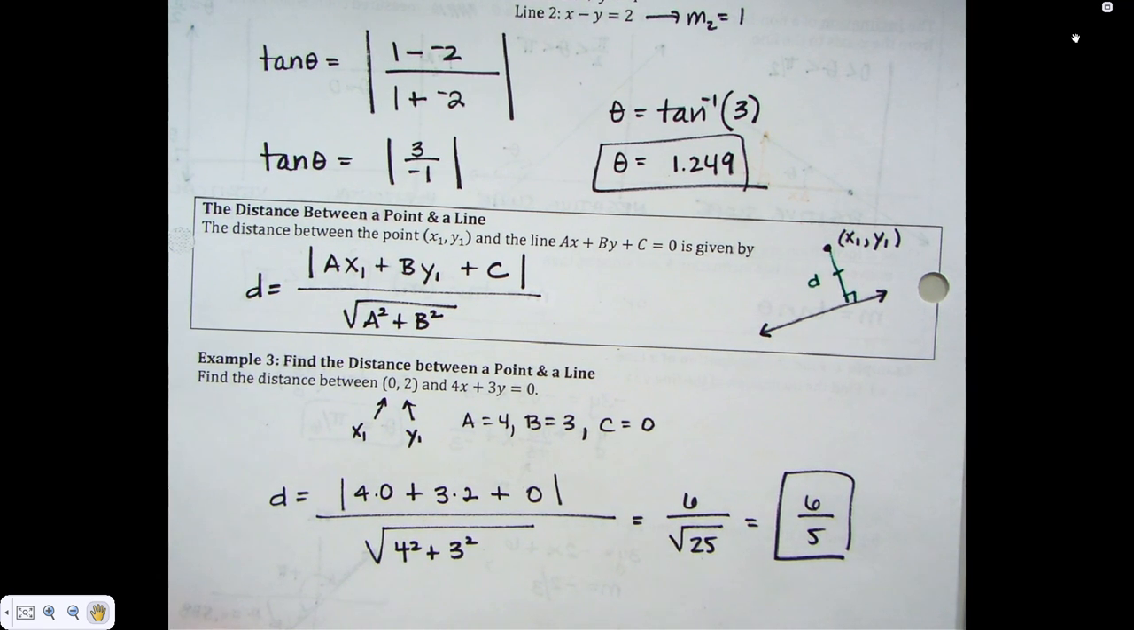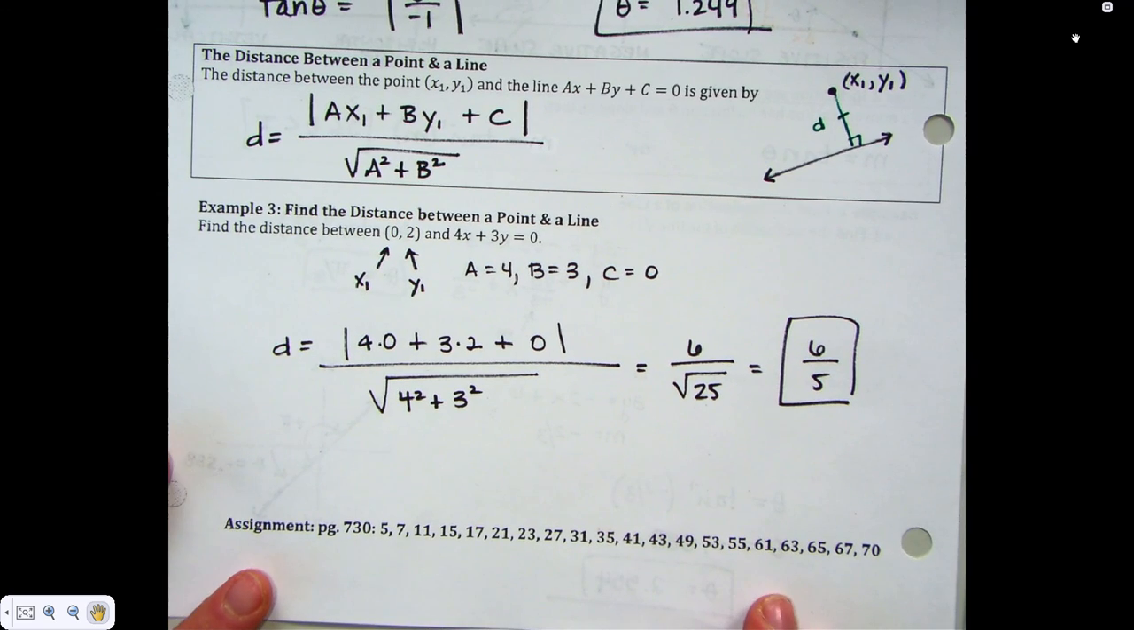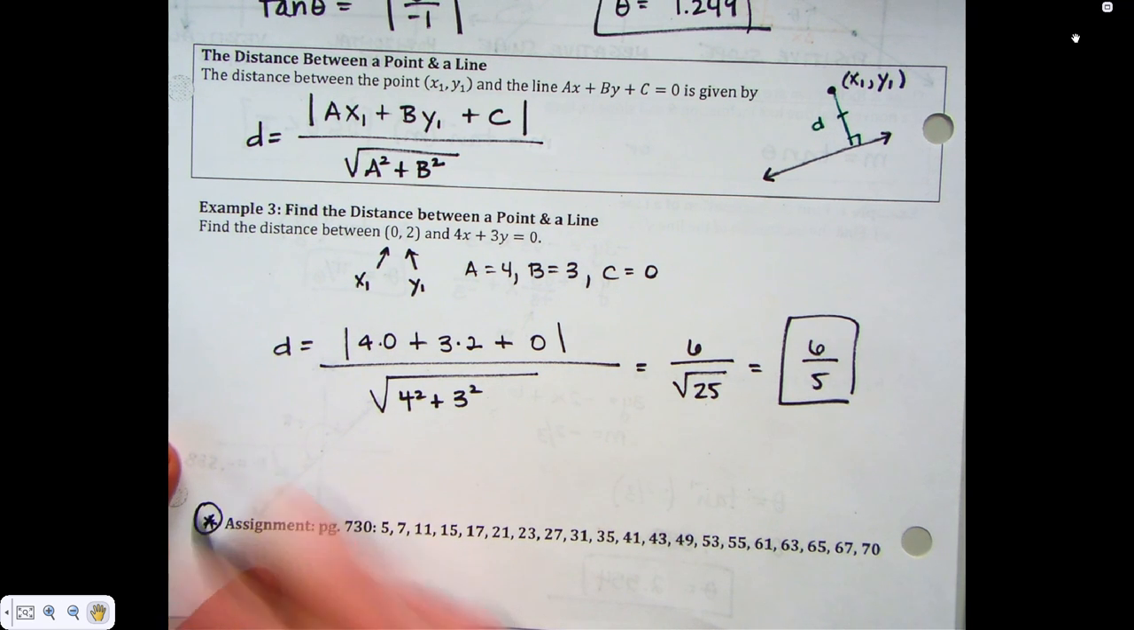So go ahead and try those out in the homework too. This section's really nice. It's basically 3 formulas. You've got your inclination formula, your angle between the two lines, and your distance from the point to the line. You've got an assignment here to work on. You can use the rest of the hour to get started or finished even on that.